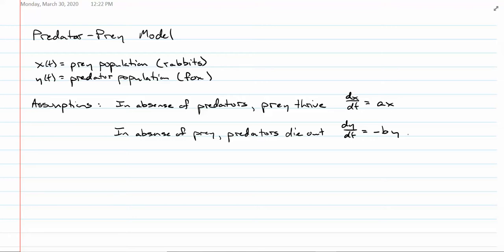And then the third assumption is that you're going to have interactions. Interactions are going to be given by an xy term, x times y. Because if the product of x and y is big, that means that x and y are both big, and so there'd be a lot of interactions. If the product of x and y is small, that means that either x or y, or maybe both of them, are small, so there would be very little interactions.